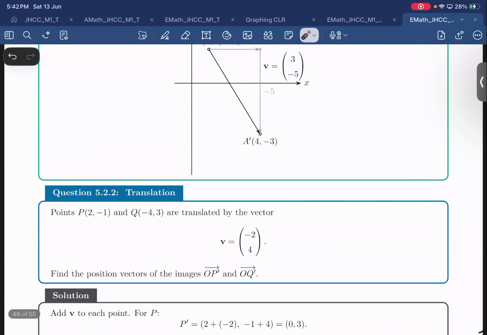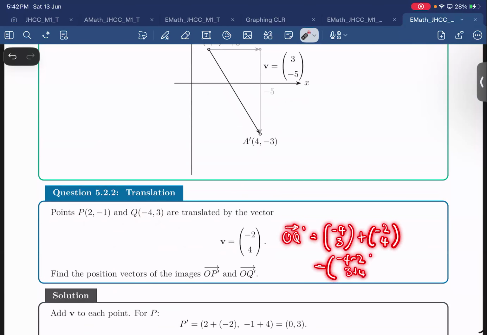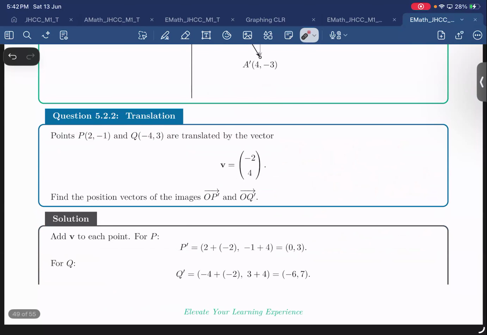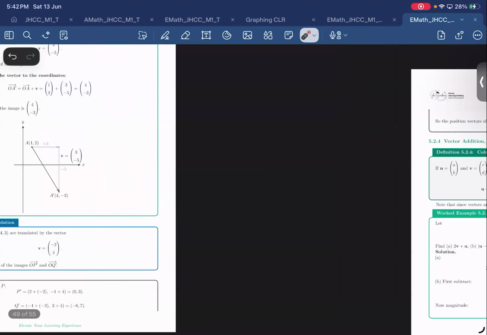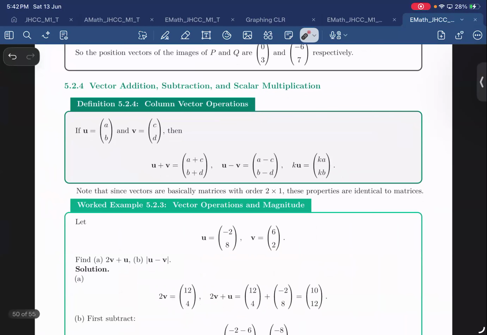And for OQ prime, it will be minus 4, 3 plus minus 2, 4, which will be minus 6, 7. Okay, then those are the position vectors. Then this portion we kind of already know what to do.